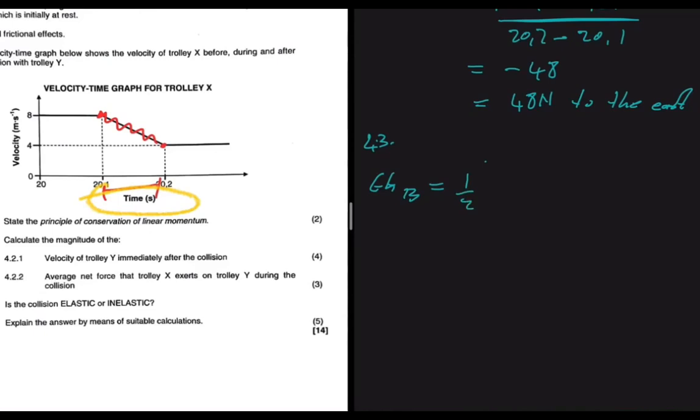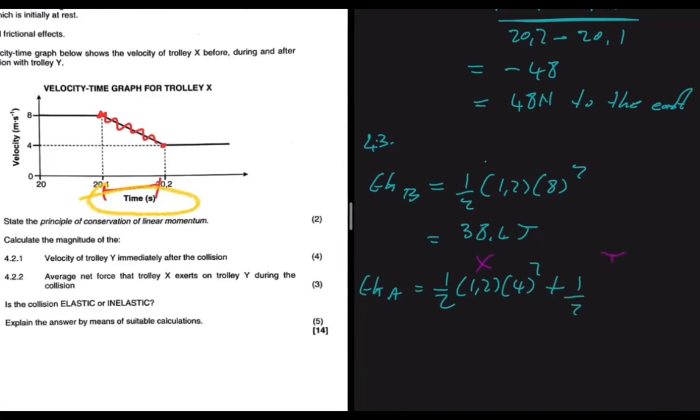So when I have 1.2 multiplied by 8 squared, right? So if I just put that in my calculator, that is 38.4 joules. And then EK after, now I have 1.2 multiplied by 4 squared, plus this is for our trolley X, plus the EK for our trolley Y.